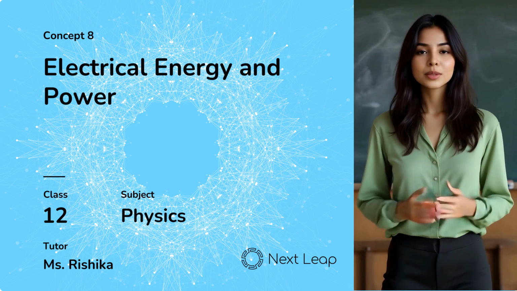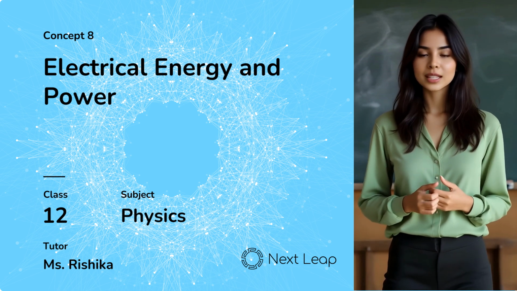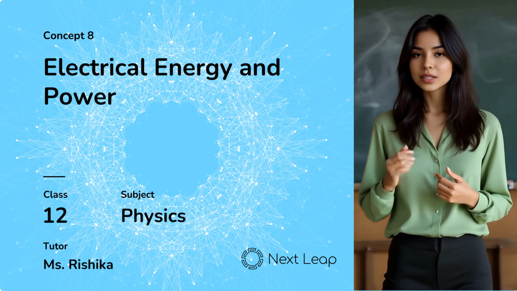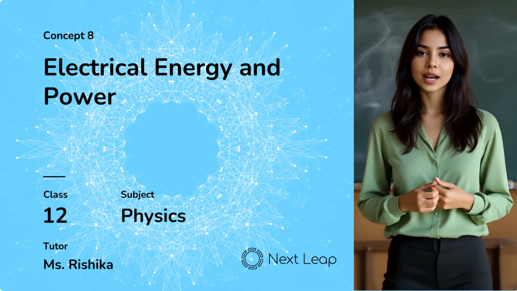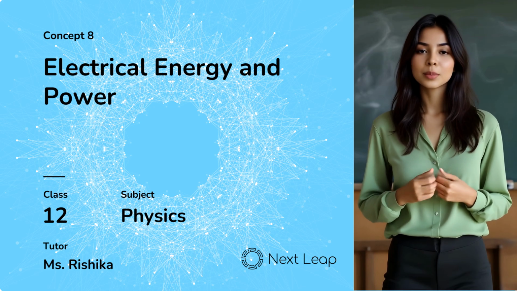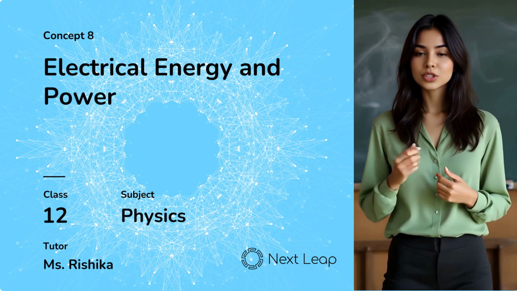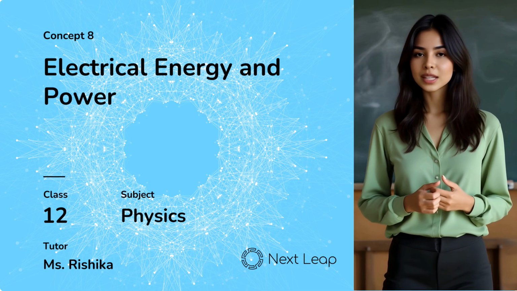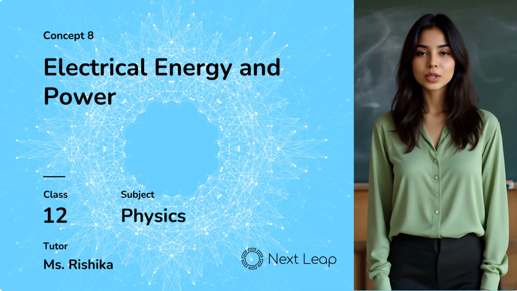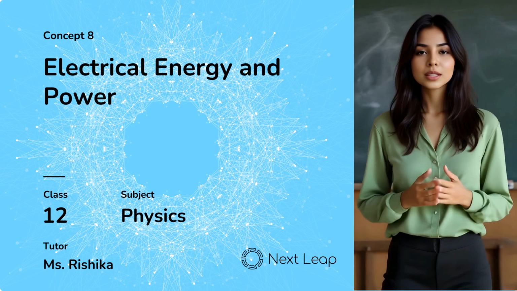Let's begin with something fundamental. What exactly happens when current flows through a conductor? Imagine a wire with 2 points, A and B. If there's a potential difference between them, charges move from higher to lower potential. That potential difference, let's call it V, is equal to V of A minus V of B.